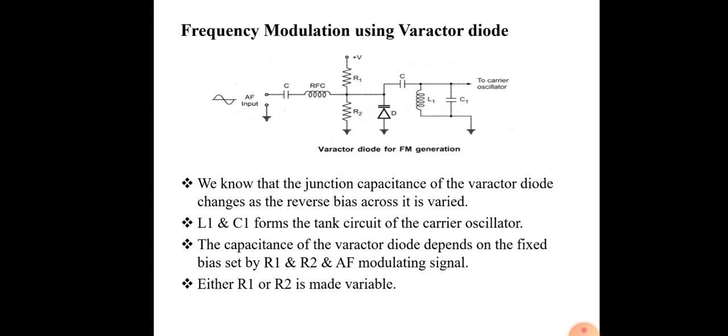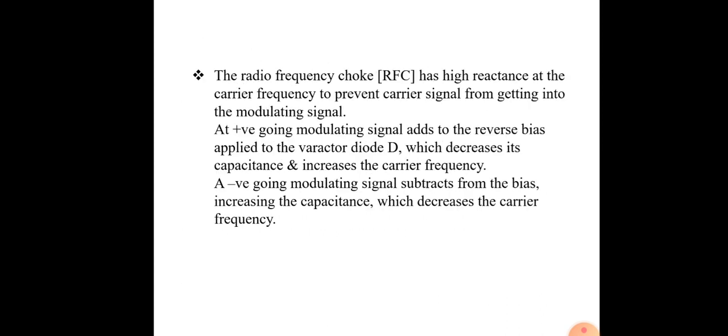Okay, and then R1, R2 is made variable. It may be that R1 is variable or R2 is variable. The radio frequency choke has high reactance at the carrier frequency to prevent the carrier signal from getting into the modulating signal.